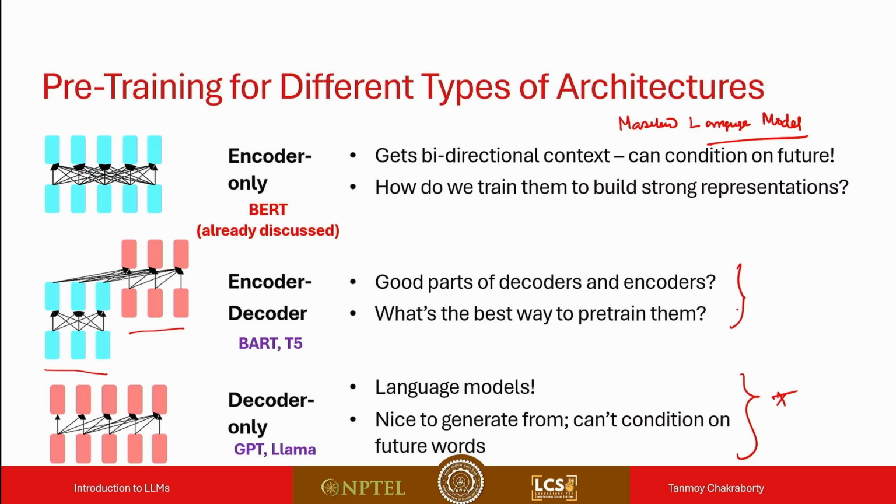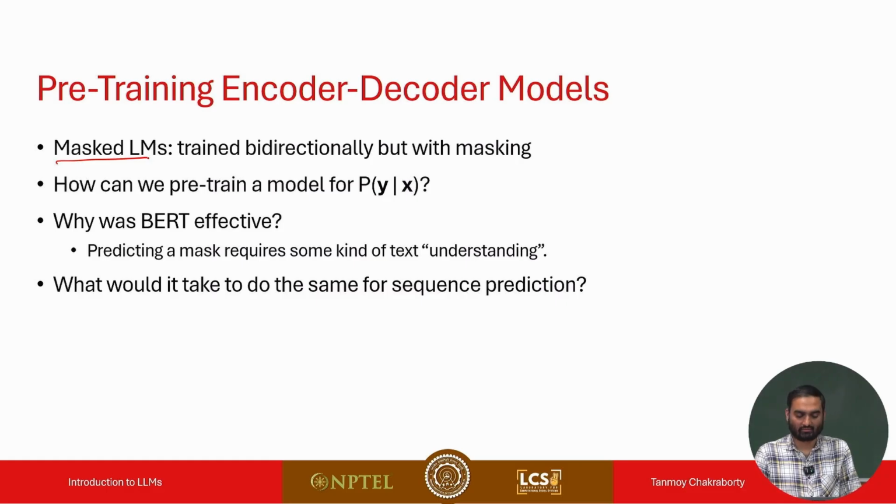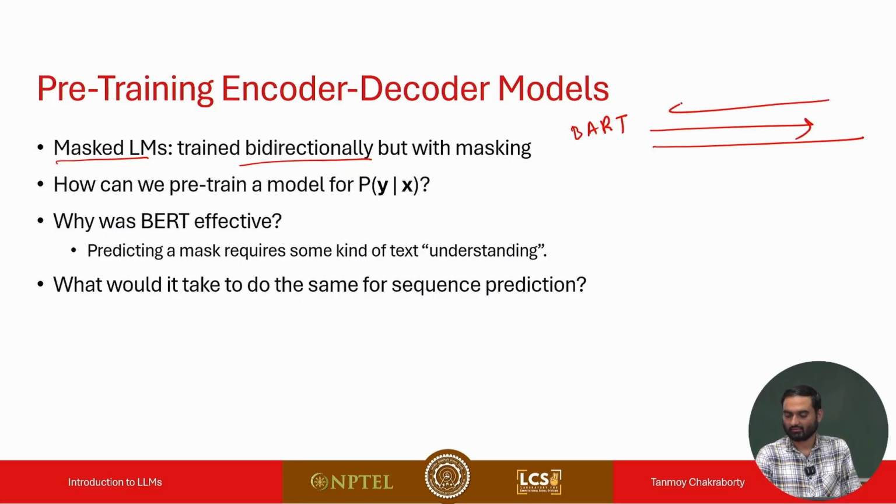Okay, so we'll focus on this and we'll discuss this. Masked language model, as I mentioned, BERT model, is a bidirectional model, meaning that you have access to tokens in the right direction as well as in the left direction, right? But what is required for an encoder-decoder model to essentially predict a sequence, right?